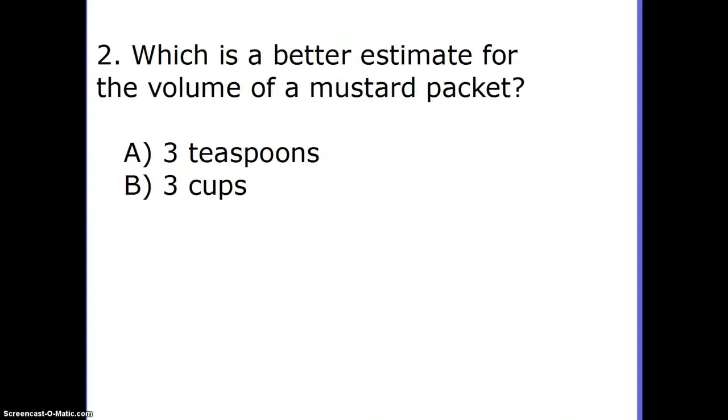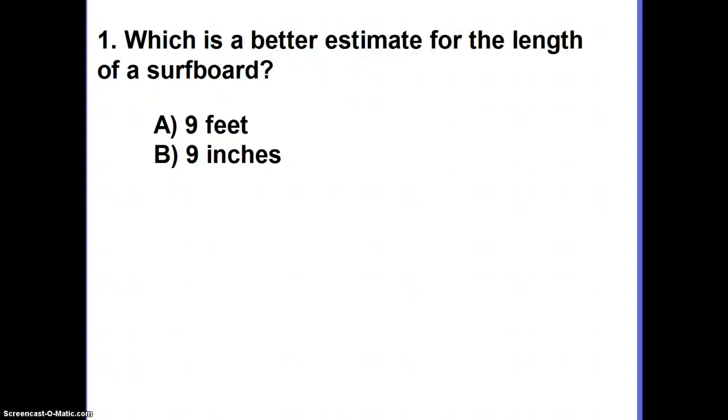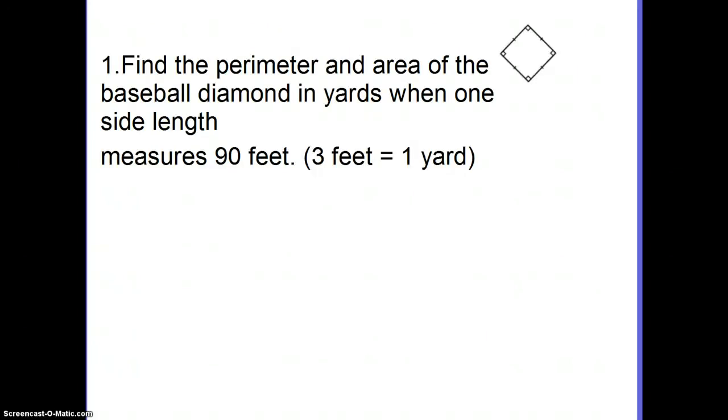Okay, so we'll start with this. Okay, it says find the perimeter and area of the baseball diamond in yards when one side length measures 90 feet. And in this case, it looks like we're going to change into yards. Oh yeah, it does say in yards. Okay, so we want the perimeter and we want the area. I'm going to start with perimeter.